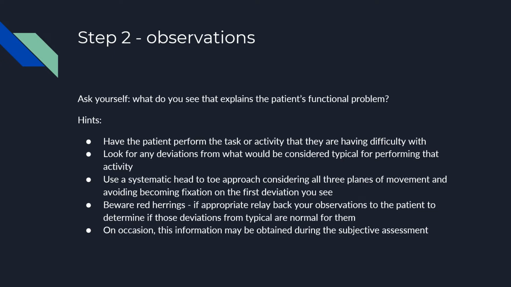So on occasion as well, you might be able to get some observations from the subjective assessment. It sounds a little bit funny, but a really obvious example that I can think of is if someone comes in and they're either MCL and or ACL deficient in their knee, it's likely they're going to be complaining about instability. So straight away, one of your hypothesized contributing factors is going to be there's instability at the knee before you've even looked at them moving.